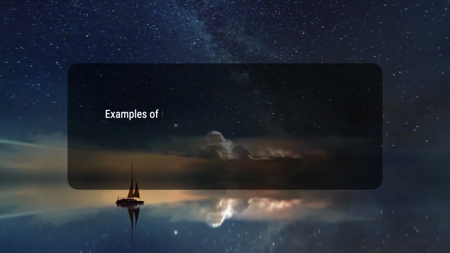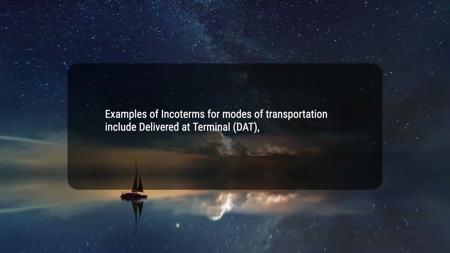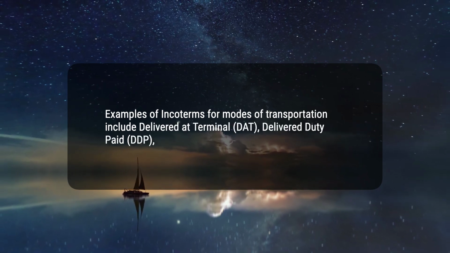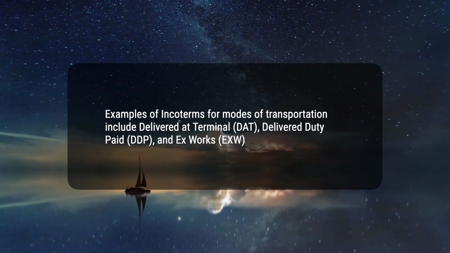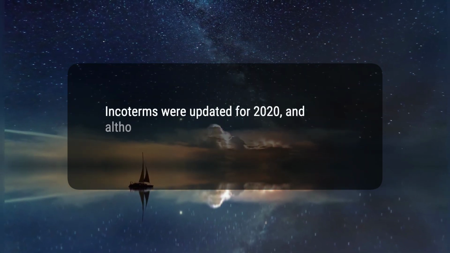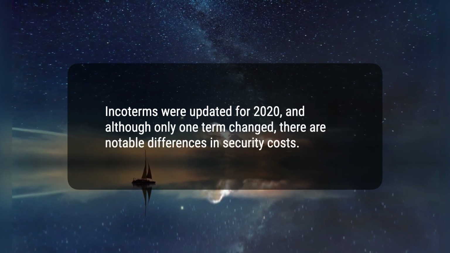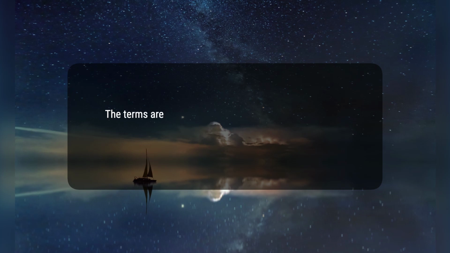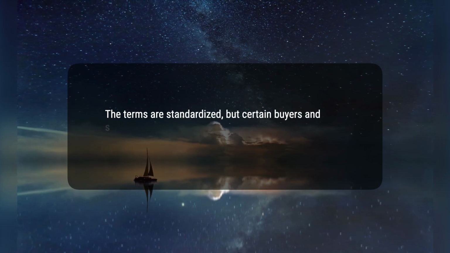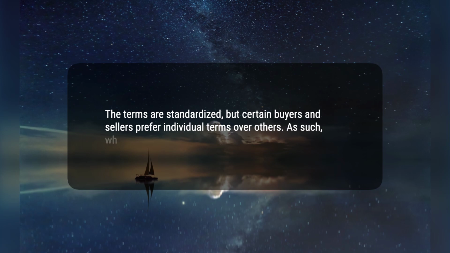3. Examples of Incoterms for modes of transportation include delivered at terminal, DAT, delivered duty paid, DDP, and Ex Works, EXW. 4. Incoterms were updated for 2020, and although only one term changed, there are notable differences in security costs. 5. The terms are standardized, but certain buyers and sellers prefer individual terms over others. As such, which terms will be used is a matter of negotiation.